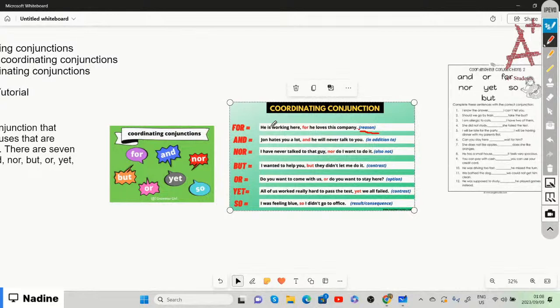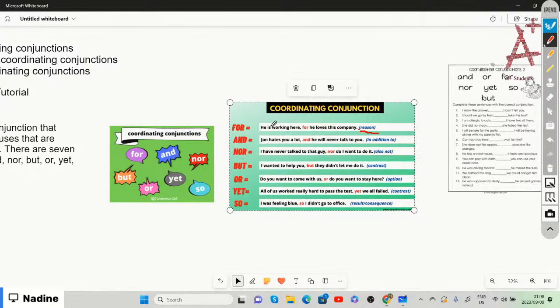When we use the word but, it is to show contrast. I wanted to help you, but they didn't let me do it.